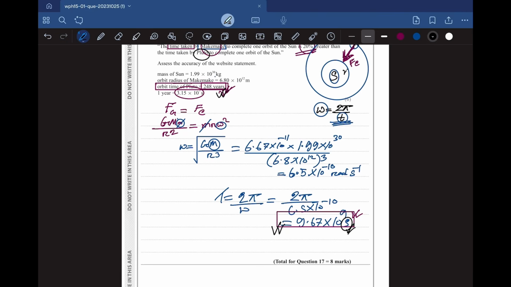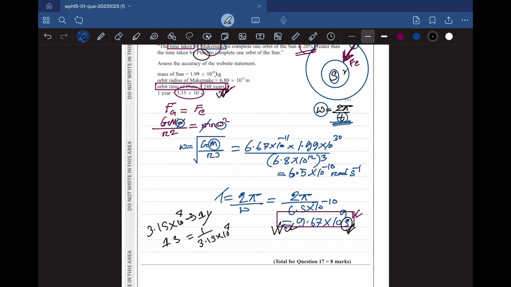So we know the orbital time of Pluto is 248 years, and 1 year is equal to this many seconds. Now, you can use the unitary method: if 3.15 into 10 to the power 7 seconds is 1 year, then 1 second will be equal to 1 divided by 3.15 into 10 to the power 7 years, right?